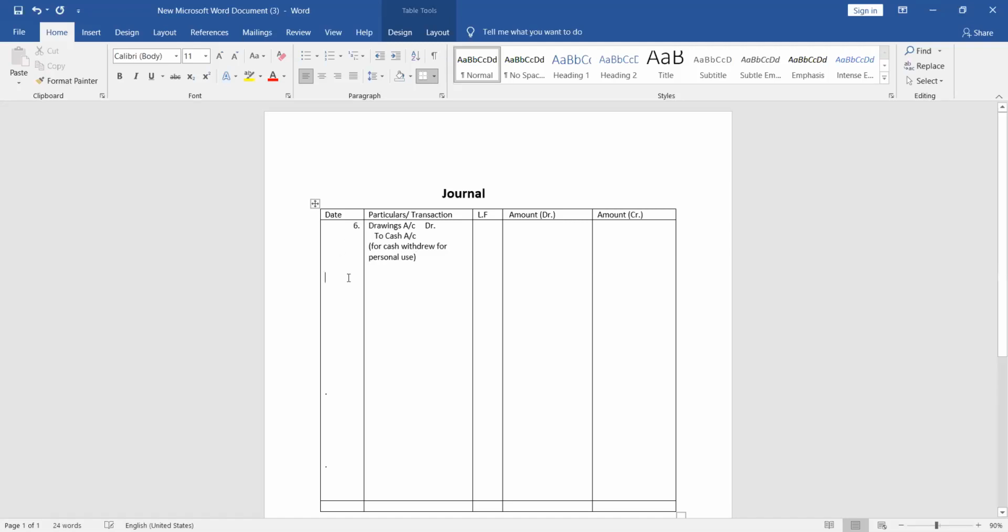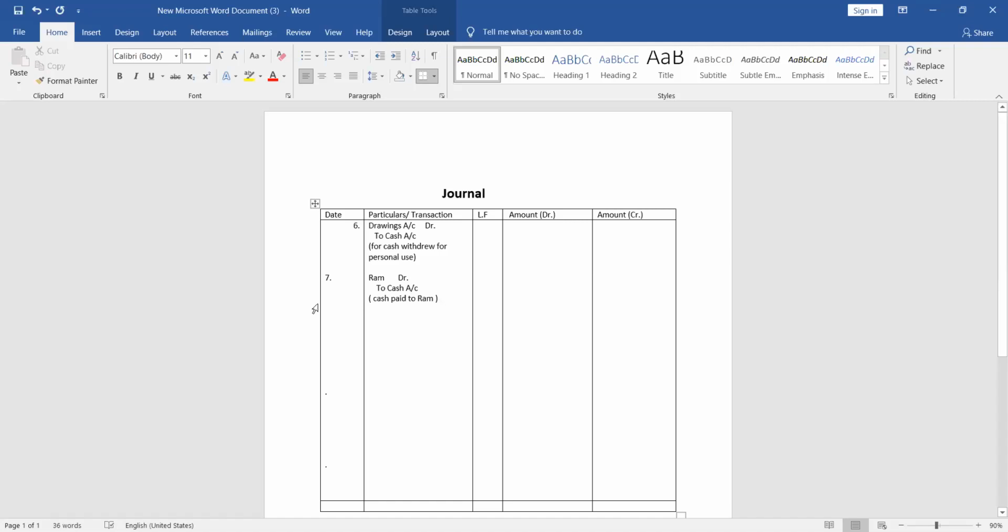Next transaction can be if you pay the amount to any of the creditor. Suppose yesterday we also have done paid rupees 5,000 to Ram. Ram is the receiver in that case. So Ram debit to cash account. Entry will be for cash paid to Ram.